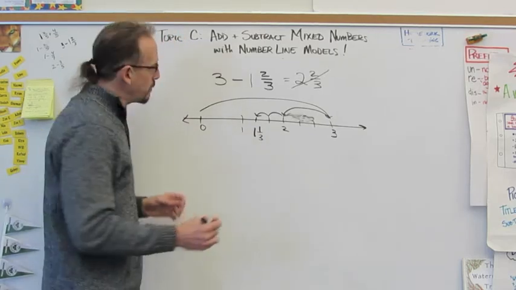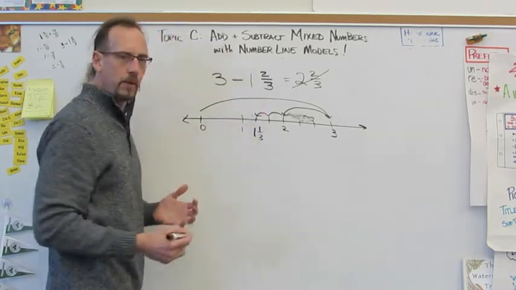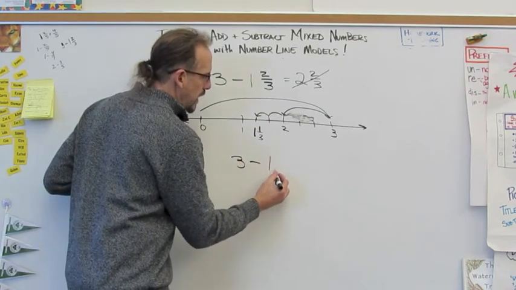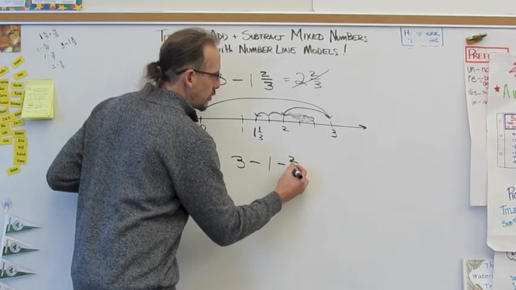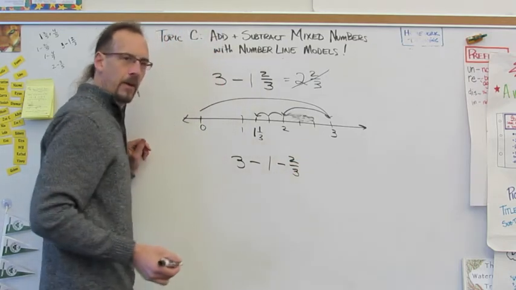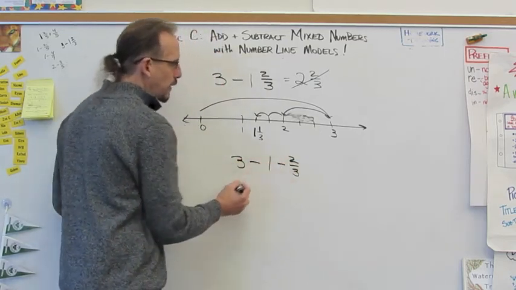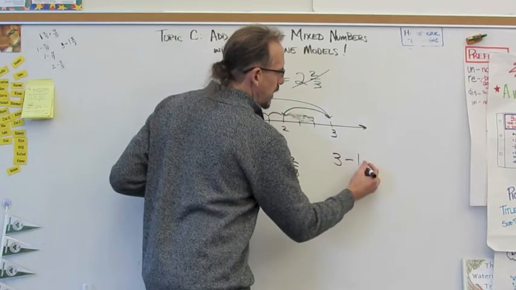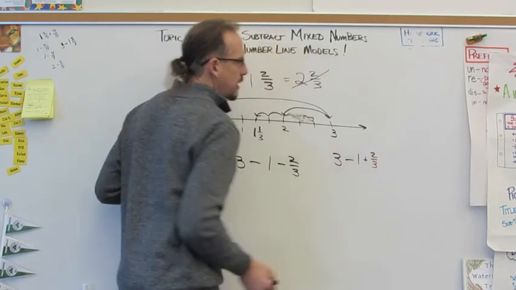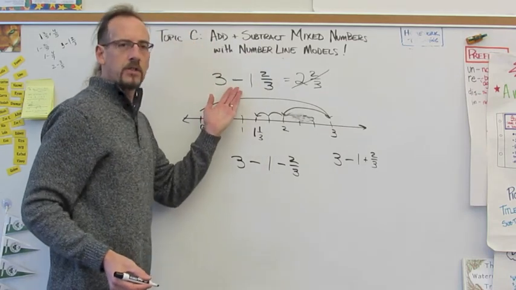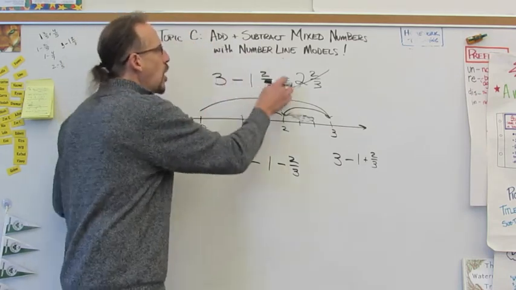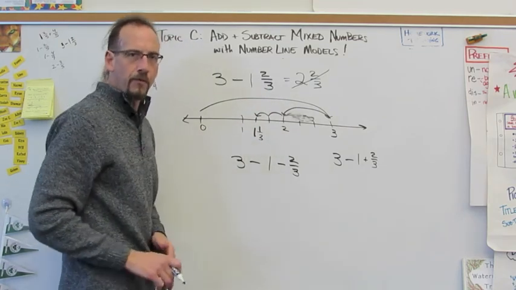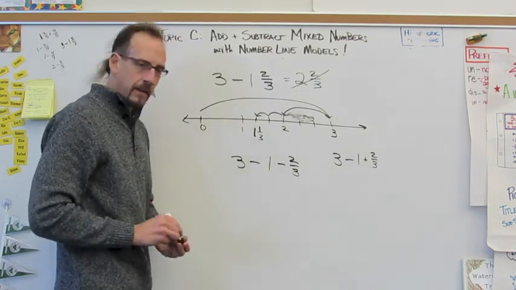Another way that we help them to do that is by, again, decomposing this into 3 minus 1 minus 2/3. And what kids see often is 3 minus 1 plus 2/3. We have to help them understand that when they're subtracting this number, they're subtracting all of it, and they have to subtract both parts. So that's something to watch out for when your kids are bringing home homework in this topic.